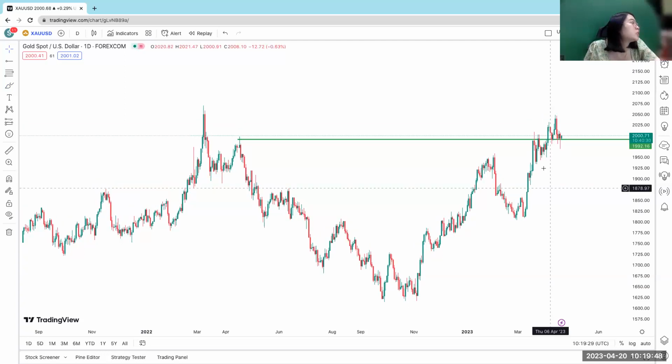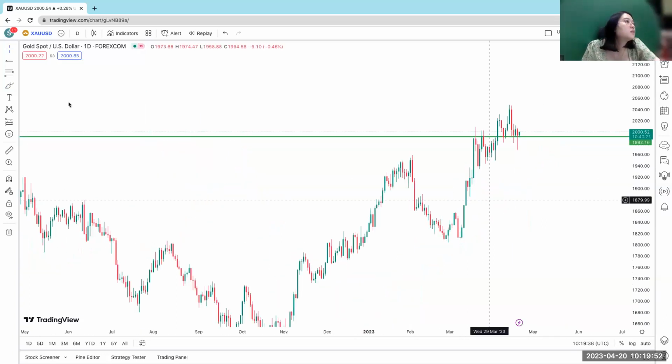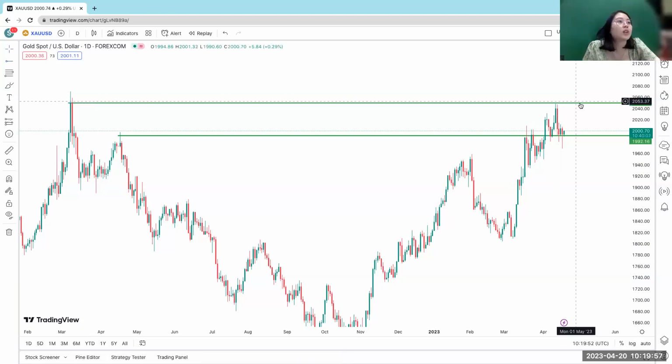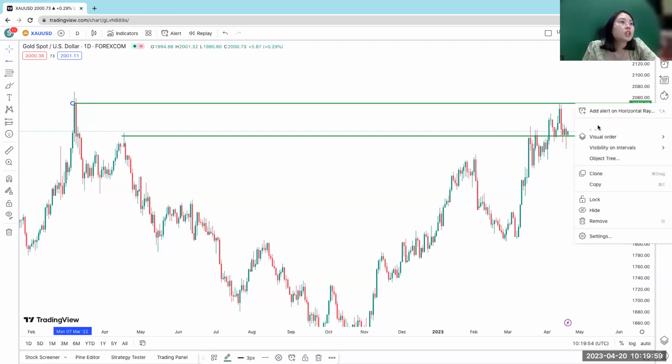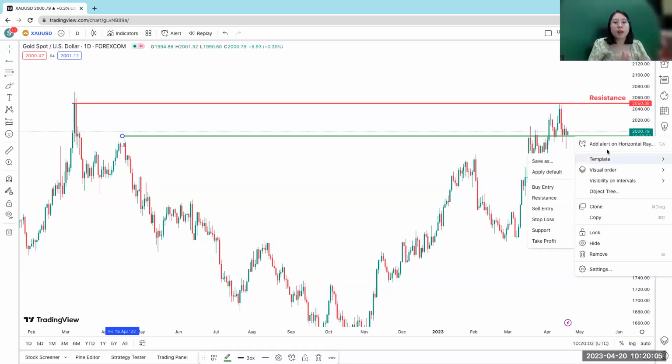This should be a very nice resistance area. Okay, so this will be a very nice resistance area that we're going to use. So I'm going to change the name of both of these to resistance, and I'm going to change this to support. Okay, why am I doing this?